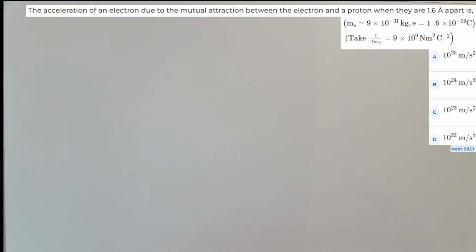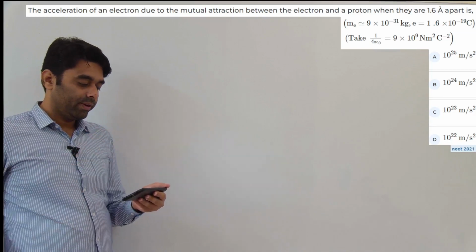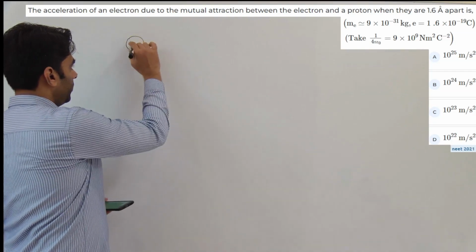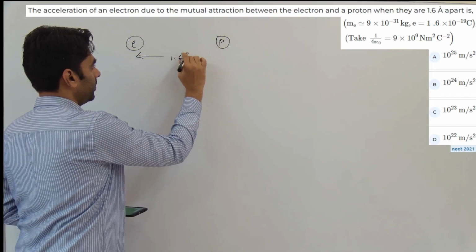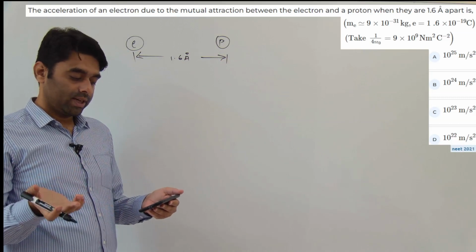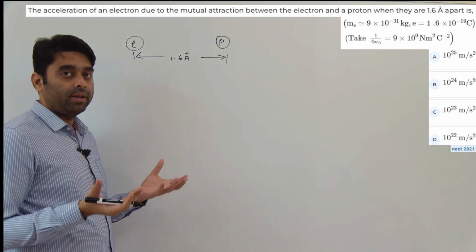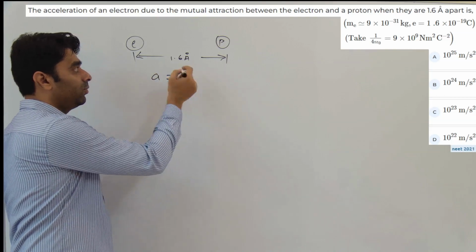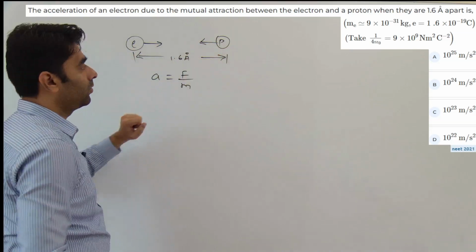So our next question is, the acceleration of an electron due to mutual attraction between electron and a proton when they are 1.6 angstrom apart. So electron is there, proton is there, and they are separated by a distance of 1.6 angstrom. They are asking us acceleration, mass of electron is given, charge is given, and k value is given. Now, what is acceleration? Why will electron experience acceleration? So acceleration is basically force by mass. Which force? They will experience an attractive electric force. This is negative, this is positive charge, so they will experience force.